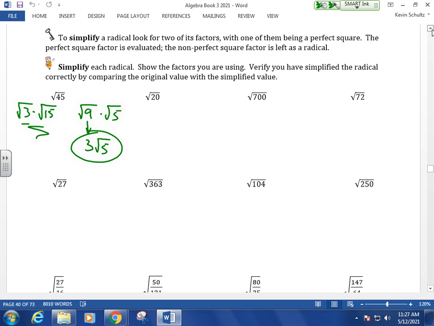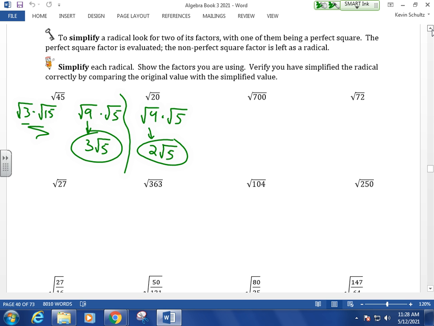The root of 20. What's a factor pair of 20 that contains a perfect square? Lucas? Root 4 times root 5. We don't want to use 2 and 10 because 2 is not a perfect square and neither is 10. But root 4 times root 5, we've got that perfect square with the root 4. The root of 4 equals 2. The root 5 we can't do anything with. We don't care. It just tags along. And we've got 2 root 5 as our simplified answer.